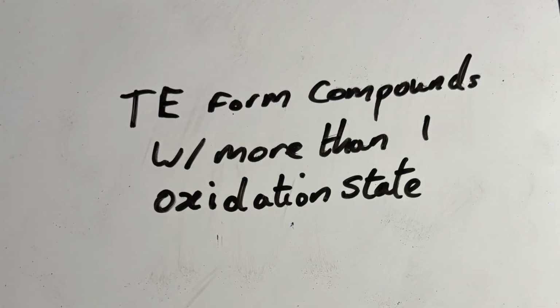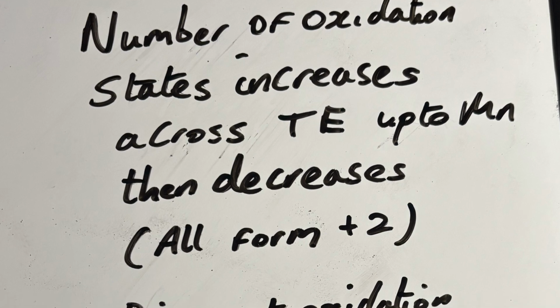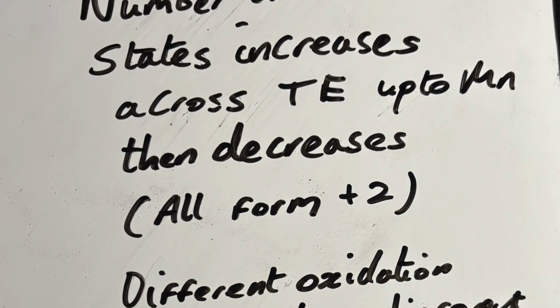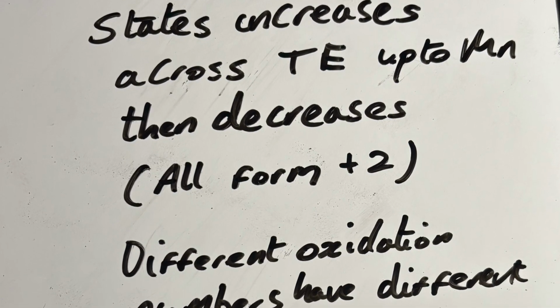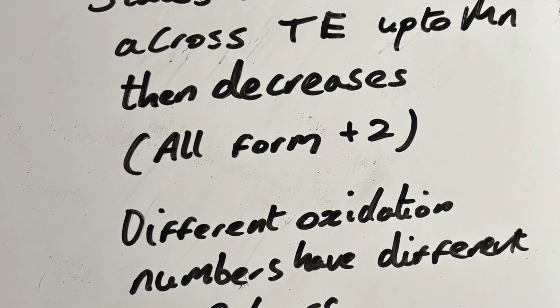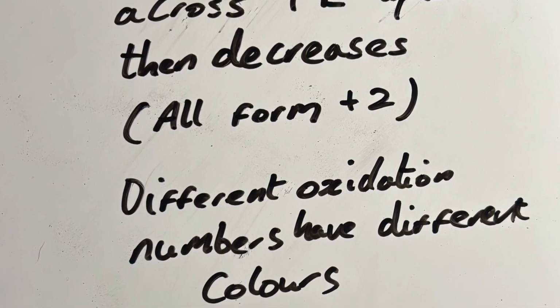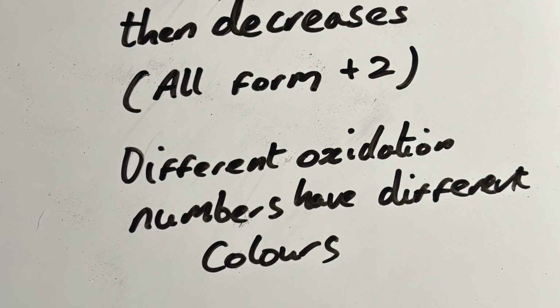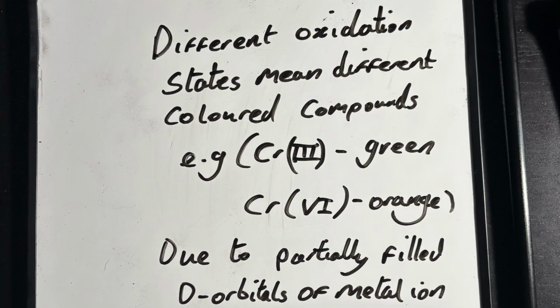Transition elements form compounds with more than one oxidation state. Now, the number of oxidation states increases up to manganese, and then it decreases, but they all form +2. Different oxidation numbers have different colours, and we'll use this later on to identify them. Different oxidation states form different coloured compounds. For example, chromium-3 is green, whereas chromium-6 is orangey brown. These are caused by partially filled d orbitals of the metal ion.